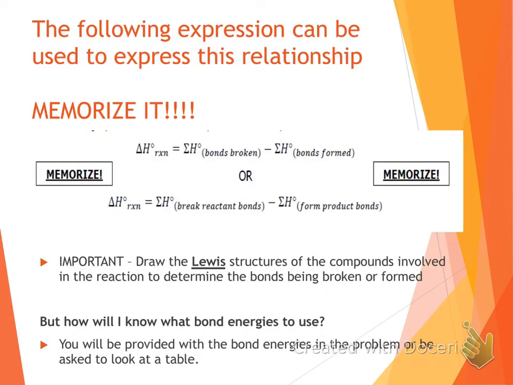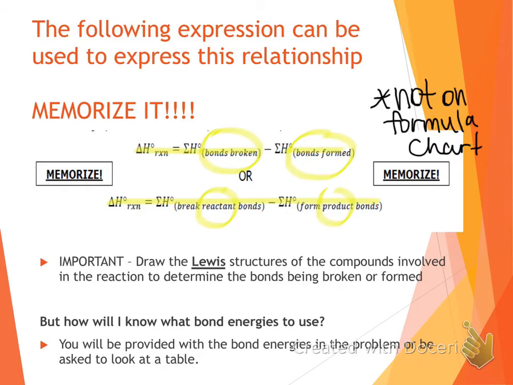This equation is not on your formula sheet, so you will need to memorize that. The overall heat of reaction is the bonds broken, so the sum of all of the bond energies of the broken bonds, minus the sum of all of the bond energies for the bonds that are formed. Both of these ways mean exactly the same thing. Bonds that are broken are the bonds that are in the reactants. Bonds that are formed are all the bonds that are in the products. So again, we would use the bond energies for those. Again, this is not on your formula chart, so you will need to memorize this.